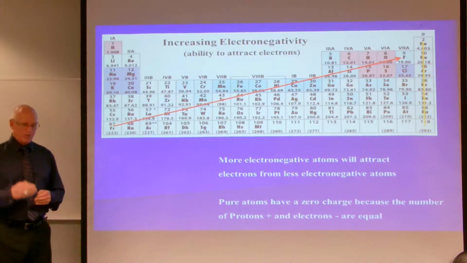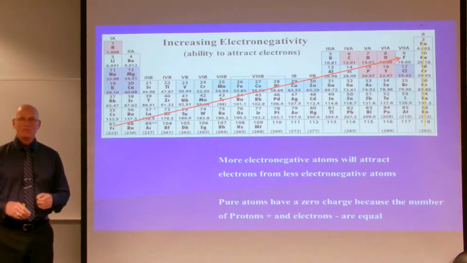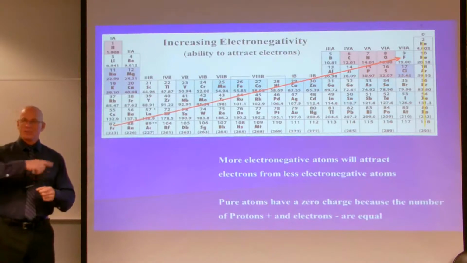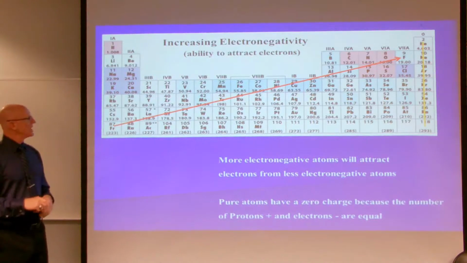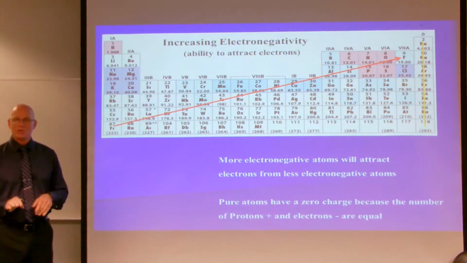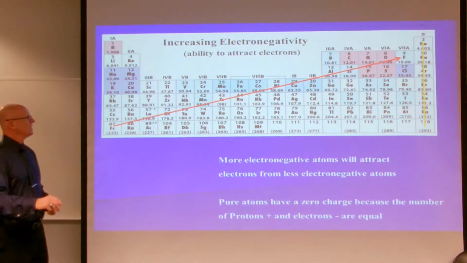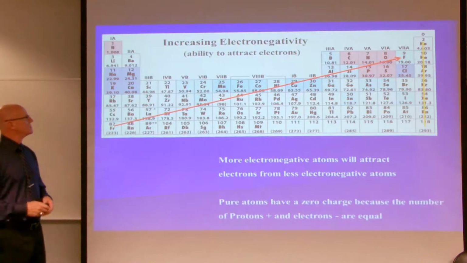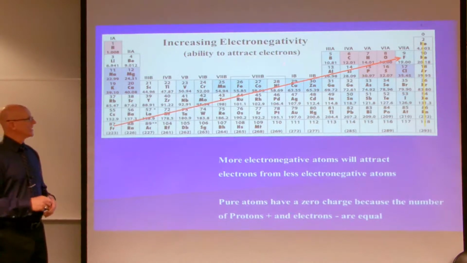So like I said in previous lectures, the nucleus of an atom has protons and neutrons. The protons are positive, the neutrons are neutral, and the electrons that rotate around the nucleus are negative. So all these atoms have an equal number of protons and electrons, so they have a 0 charge. Now if we look at this line that I have here, this is the increasing of electronegativity. And electronegativity is just the ability of an atom or molecule to attract electrons.